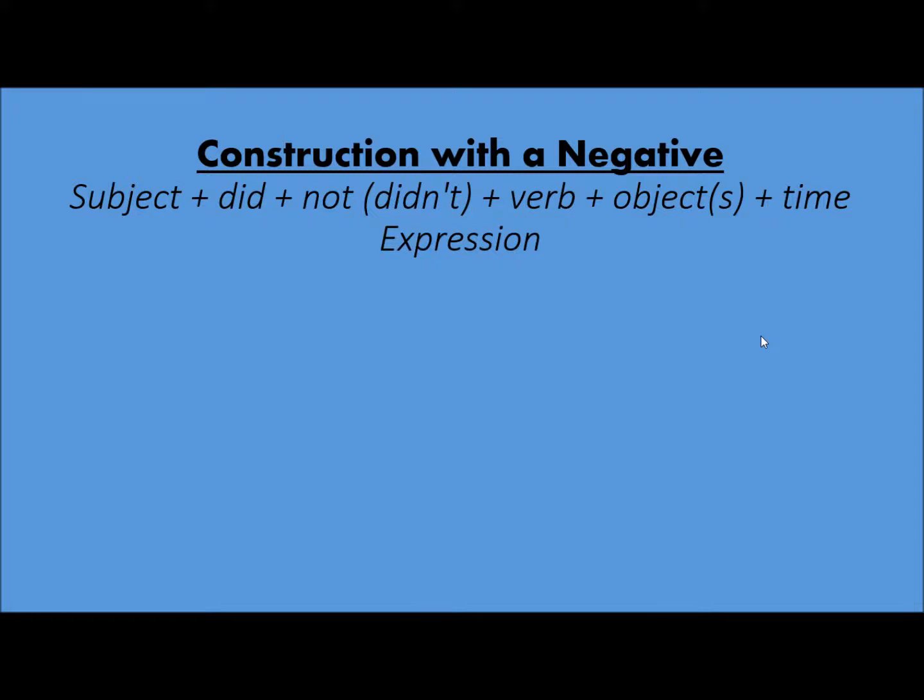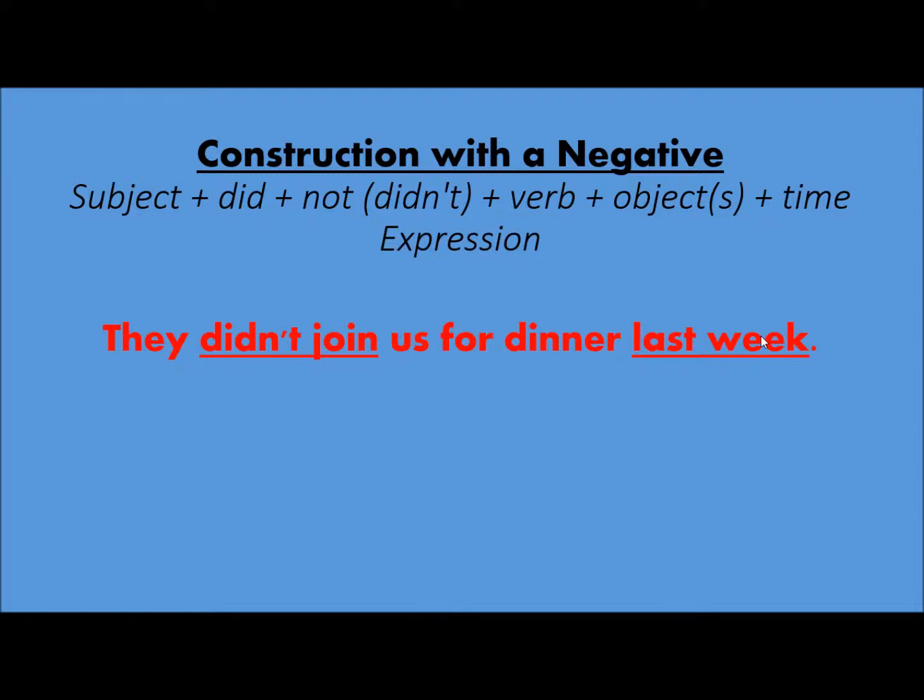How do you make the construction of the simple past tense verb with a negative? Start with the subject, use your helping verb did for the past tense, and your negative, so that's didn't, plus your basic verb, plus object and time expression. Let's look at an example. They didn't join us for dinner last week.